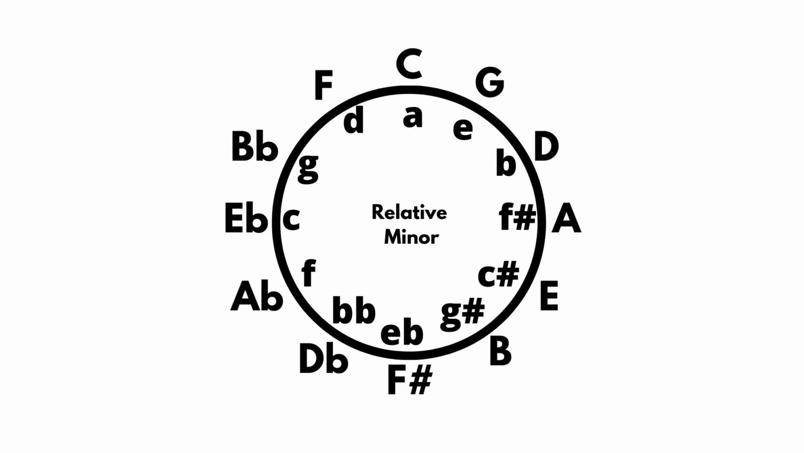And the same thing goes for counterclockwise. D relative minor to F major, there's one flat. G relative minor to B flat, that's two flats. C relative minor to the E flat major, that is three flats, and so on and so forth.